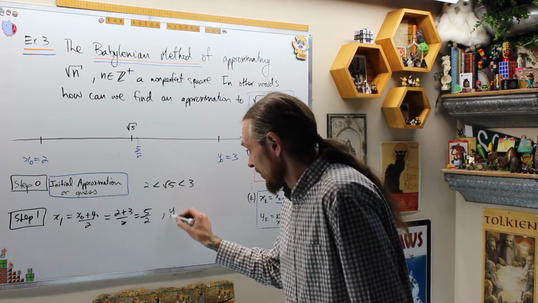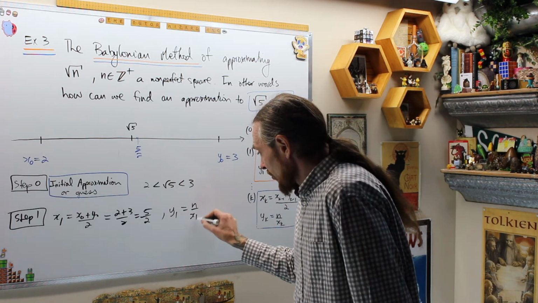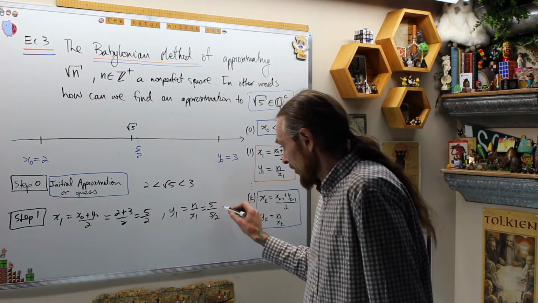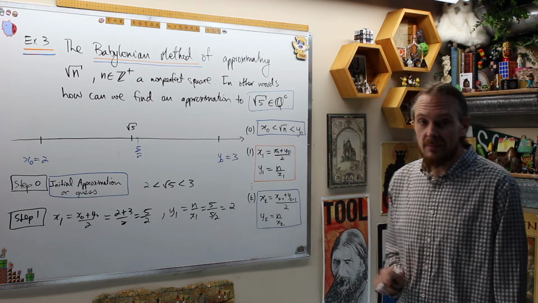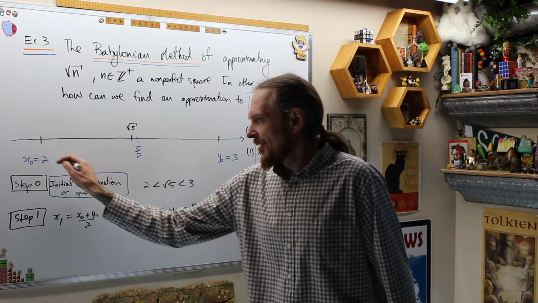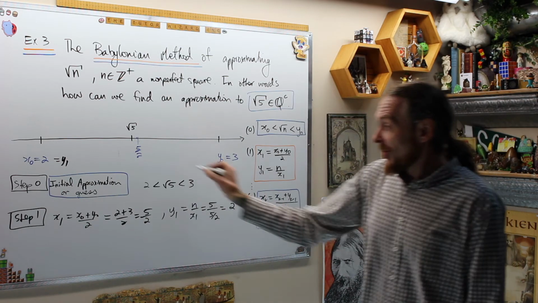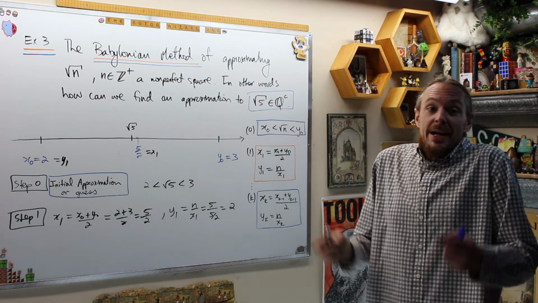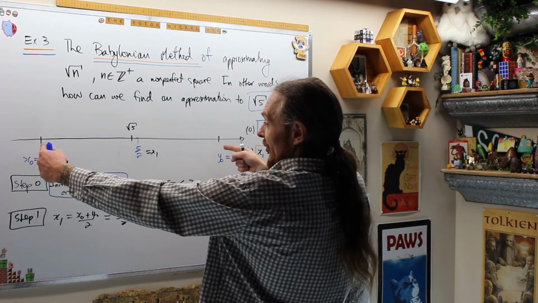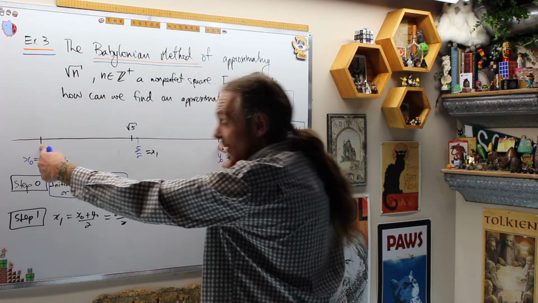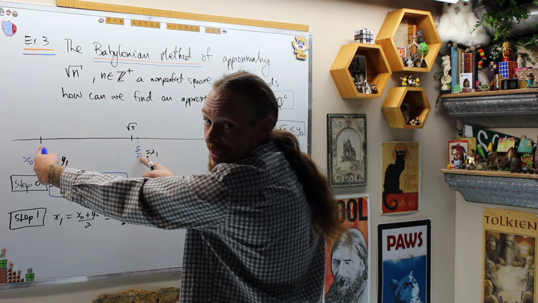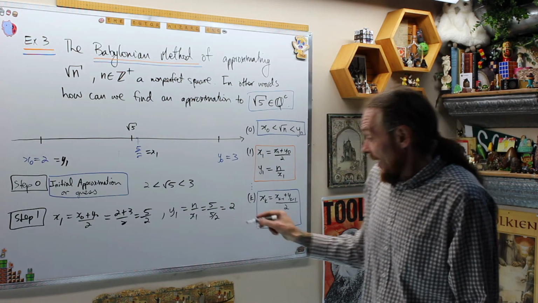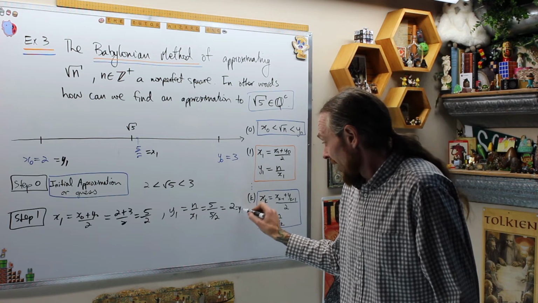Then what is y1? It is always n over x1, which in our case will be 5 over 5 over 2, which is 2. So it flipped us and it gave us that guy, which is y1, and this is x1. What we've now done is, in the first guess, we knew that root 5 was somewhere between 2 and 3. Now with that second guess, we know it's somewhere between 2 and 2.5. It's 2.236, so we're getting closer and closer. And this is my y1.